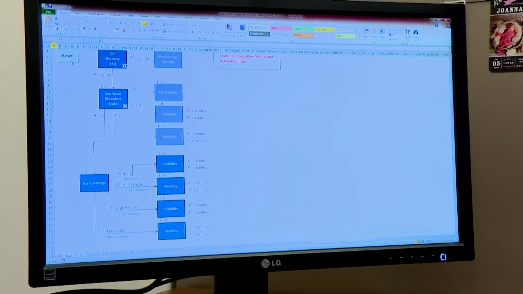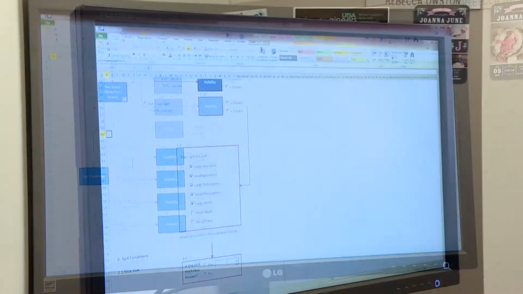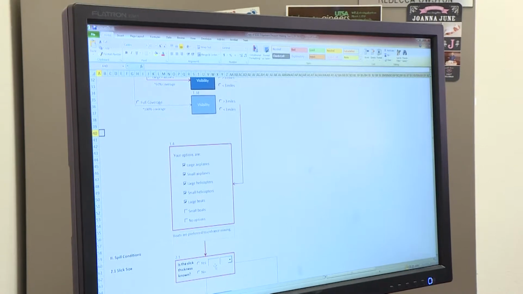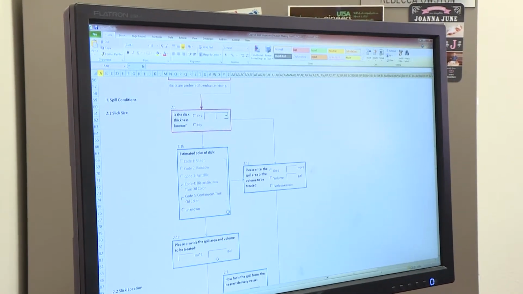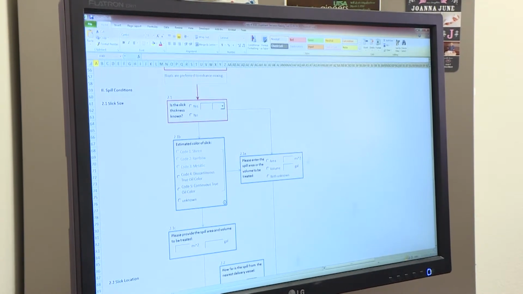You enter things such as your weather parameters, what type of oil I think I spilled, my anticipated time frame of getting there, and after I put in all that information, it'll tell you what is the most efficient piece of equipment currently on the market that could clean up my oil spill.